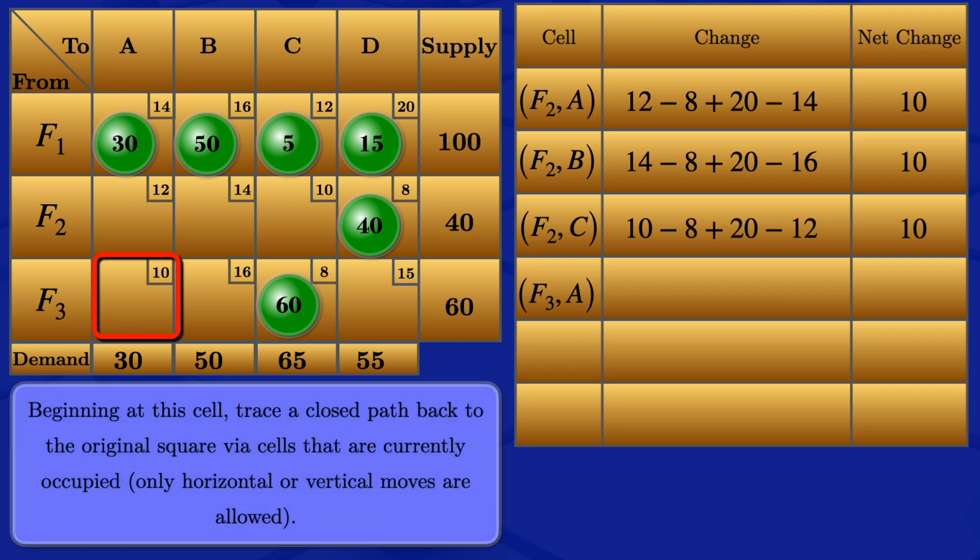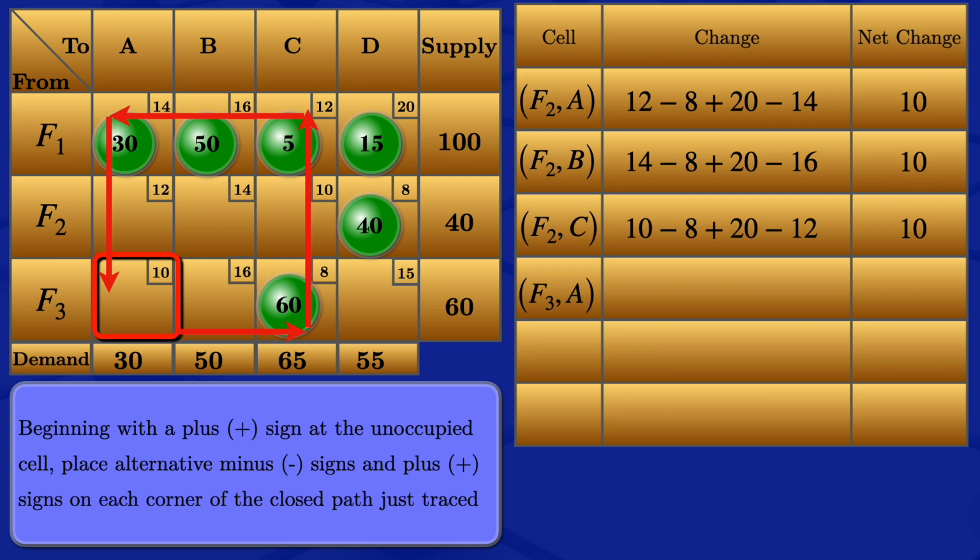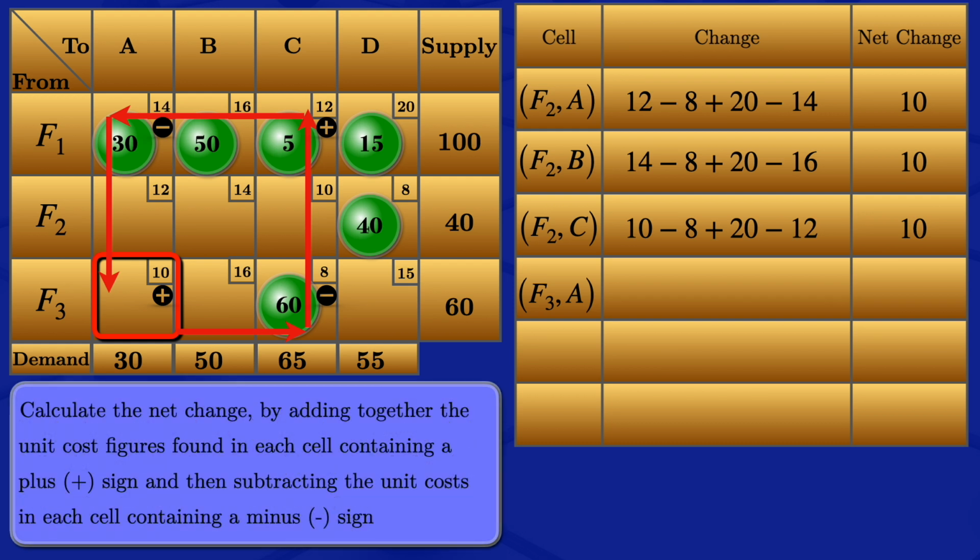In this case, we are going to move horizontally to this cell, vertically to this one, horizontally to this cell, and back to our original cell. Start by placing a positive sign in the original cell, which is this one, negative sign in this one, positive, and negative. Move on to calculate the net change. To calculate the net change, we're going to add 10, subtract 8, add 12, subtract 14, and that will give us a net change of 0.